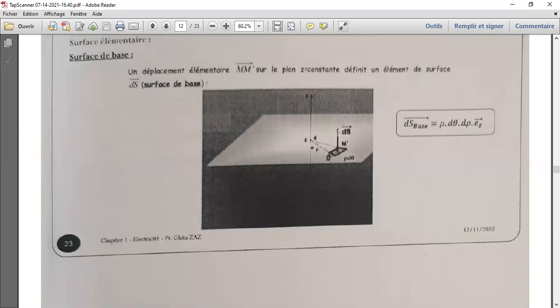So if they say surface of the base, you are not moving up, you are just moving d rho and d theta. That's why your surface of the base is equal to rho times d theta times d rho times ez, meaning it's perpendicular to the surface. That's why you are seeing this arrow here, meaning it's perpendicular to the surface, ez. So I don't know if there's any question up to there before I go. Is there any question?